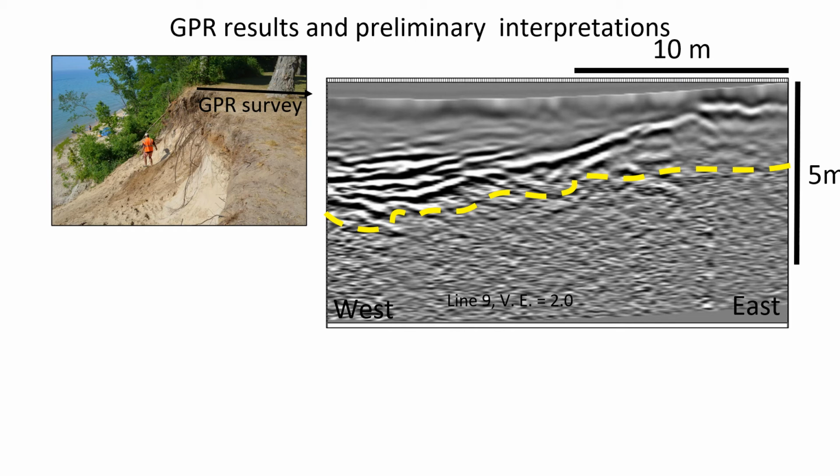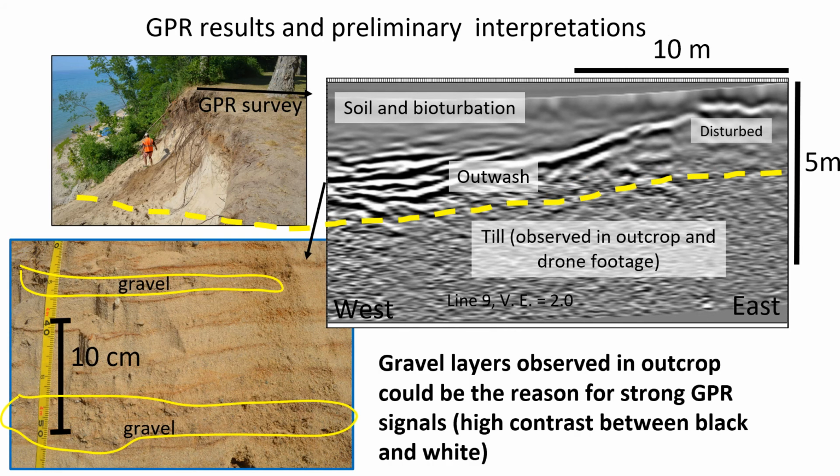Also, since the contact is obscured by the slumped sediments on the cliffside, we can get a good idea for the thickness of the sandy unit from the GPR data. Looking closely at the sandy unit, we observe that it's actually sand and gravel, and a possible interpretation is that this is glacial outwash. So that's denoted here. It's likely that the gravel layers are providing the nice contrast that makes these strong GPR signals really pop.